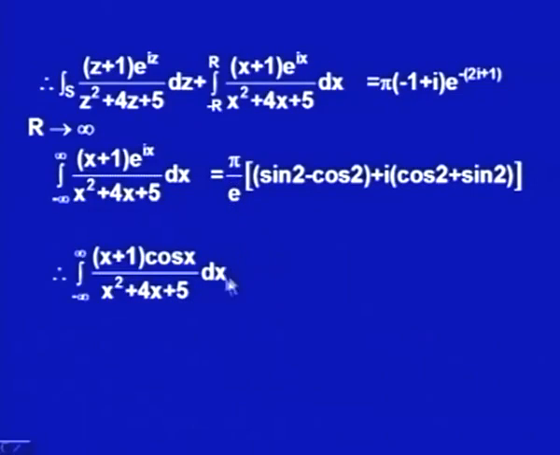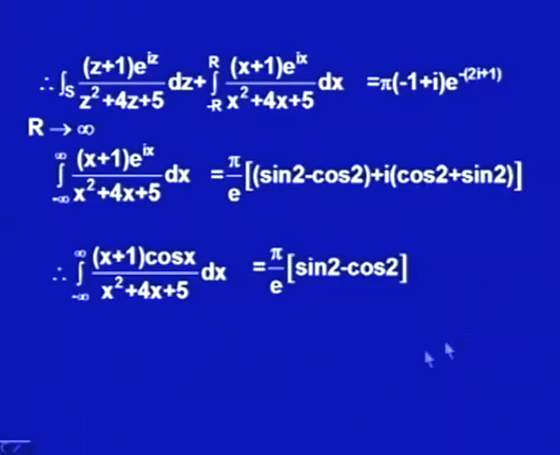Now, this is the real part of this integral. So, we will equate it with the real part. The real part says it is π/e (sin 2 − cos 2). If I had to find the imaginary part, that is, if it had been sin x, I would have used the imaginary part.